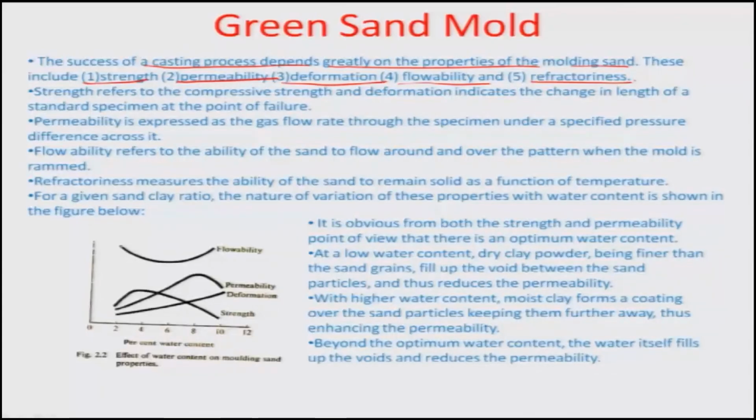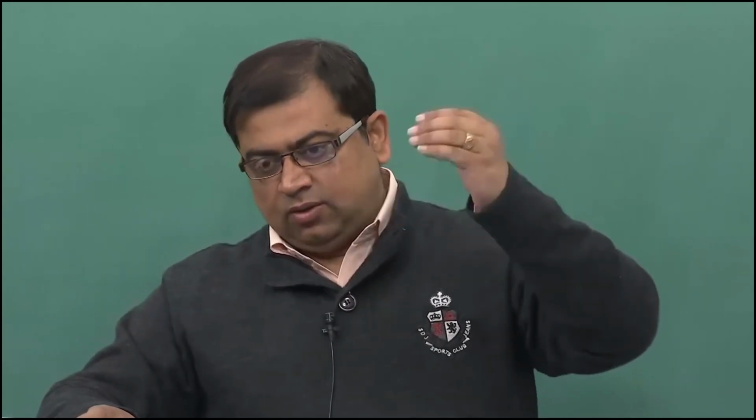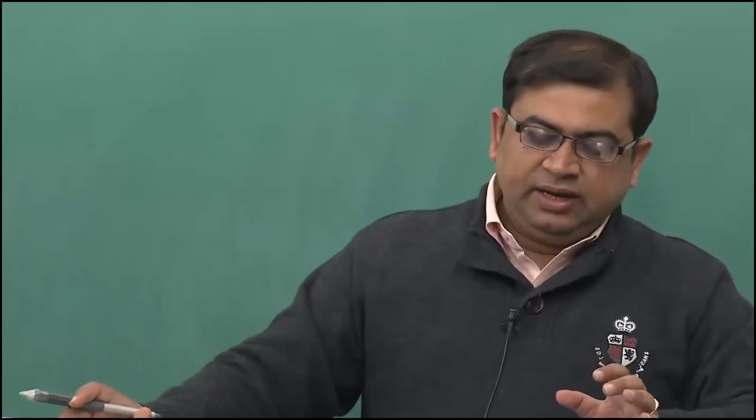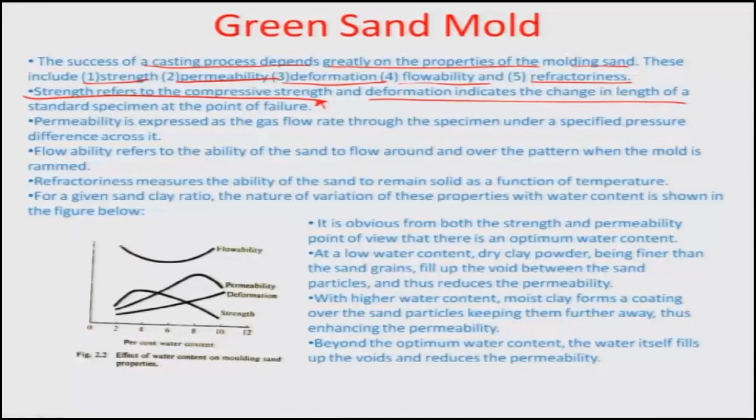So, the strength actually mostly refers to the compressive strength as far as the casting process goes. Obviously, the metal is going to be on top of the sand and exercise a weight on the sand, and even if it is inside a sand cavity, its buoyancy forces would also make the sand compress on the other side of the wall. So, it is essentially compressive strength that we are talking about in all casting processes, and the deformation indicates the change in length of a standard specimen at the point of failure. That is how strength can be gauged.